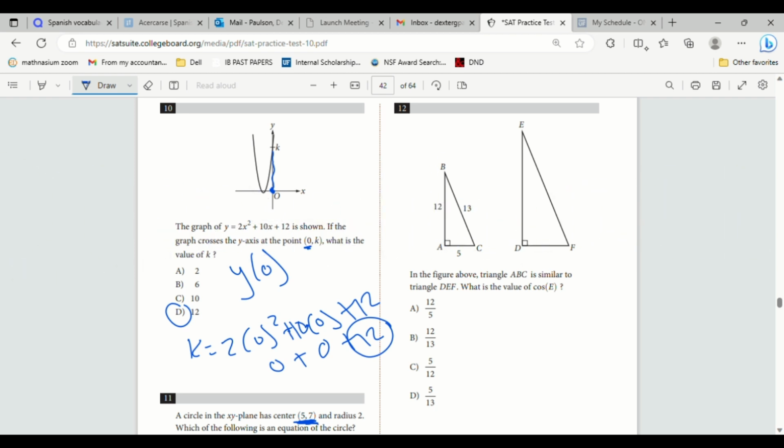So because these triangles are similar, we can do trigonometry on either one of them and get the same values. So we don't even worry about DEF. We don't worry about the fact that it wants the value of cosine E. That can just as well say cosine B because they're similar triangles, so they have similar angle measures. And so cosine is going to be adjacent over hypotenuse. If we have angle B, we go adjacent, which is 12, and then over hypotenuse. That's 12 over 13, or B.